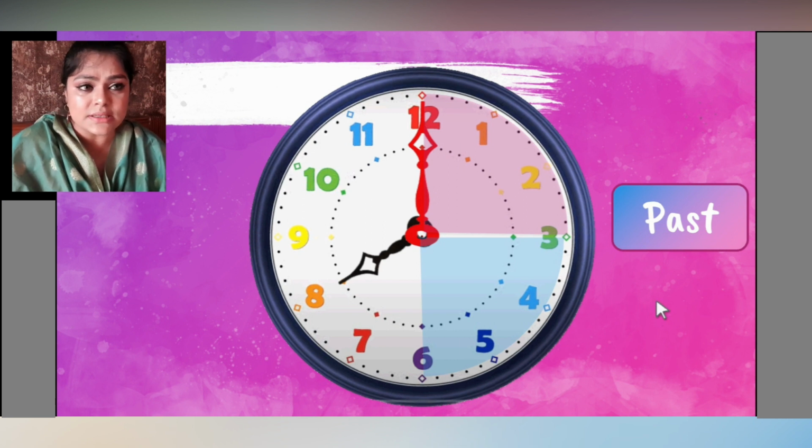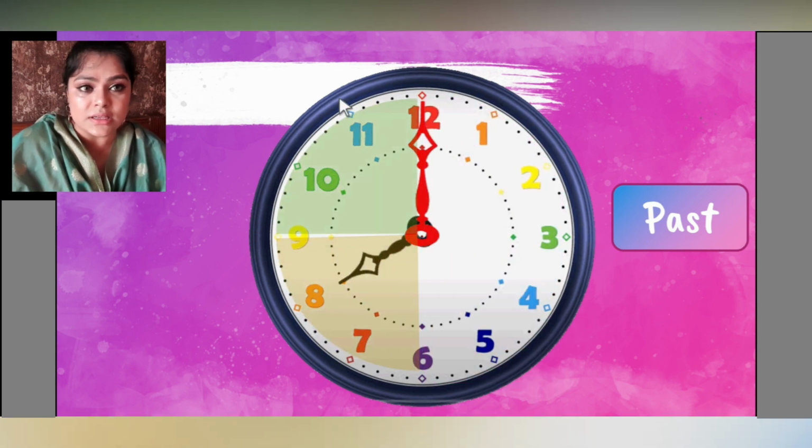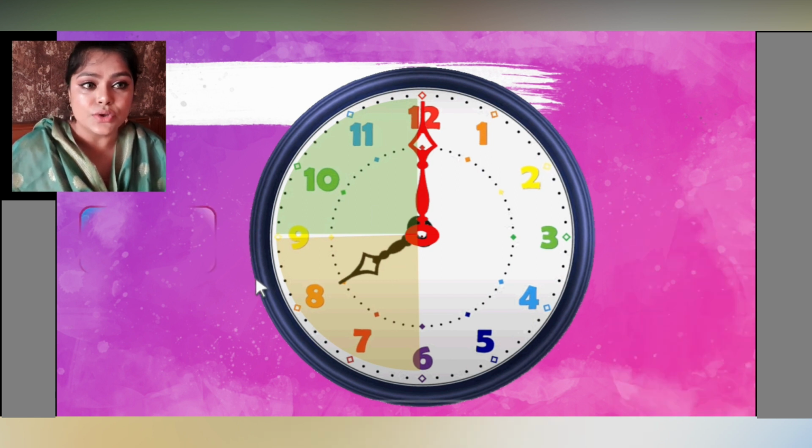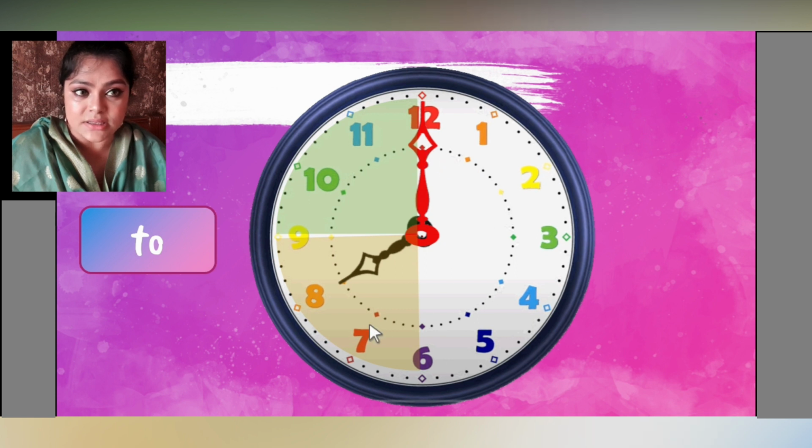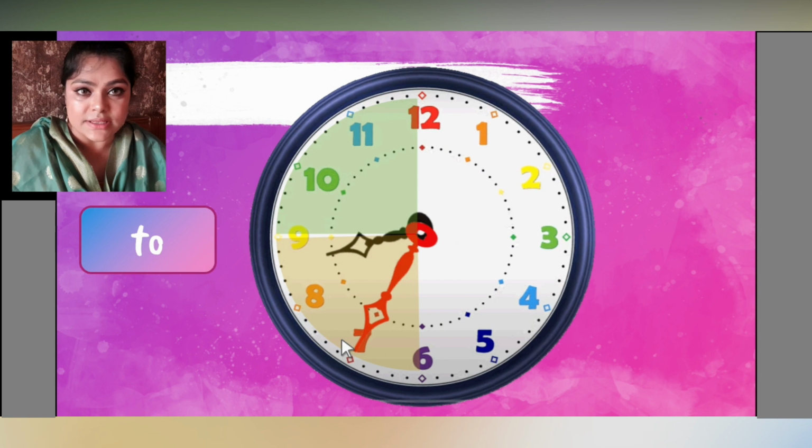Now we have done the past. Now we will see this quarter. Now it is called 'to'. Now when we are talking about this quarter, we will use the word 'to'. When the minute hand passed the 6, the moment it passed the 6, we say 'to'. The time, you can see here, which is showing here the time.